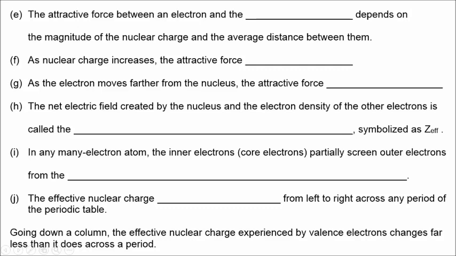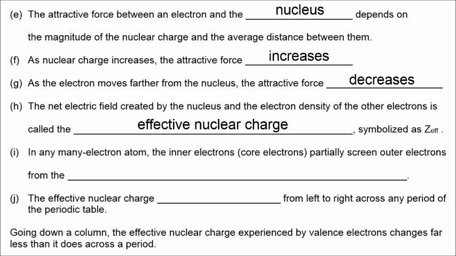The attractive force between an electron and the nucleus depends on the magnitude of the nuclear charge and the average distance between them. So as nuclear charge increases, the attractive force increases. As the electron moves farther from the nucleus, the attractive force decreases. The net electric field created by the nucleus and the electron density of the other electrons is called the effective nuclear charge and symbolized by Z with the subscript EFF.